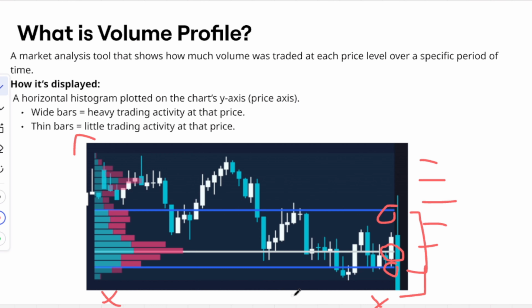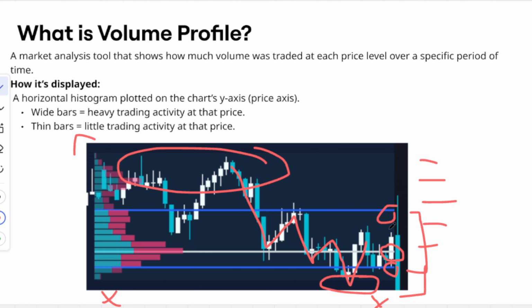Anything outside, below or above, is considered not a fair price. So typically price will not spend too much time outside. You can see there's not a lot of time spent outside here. But when price does go outside, it will go back in, move around, go outside, and then magnet towards the inside.